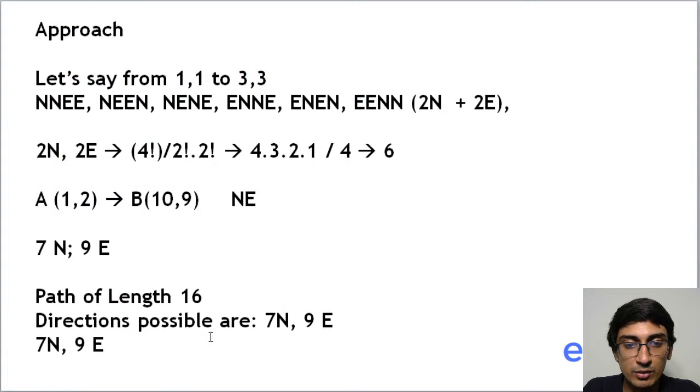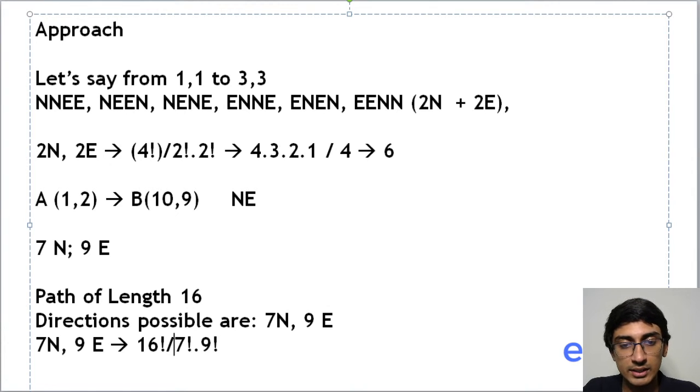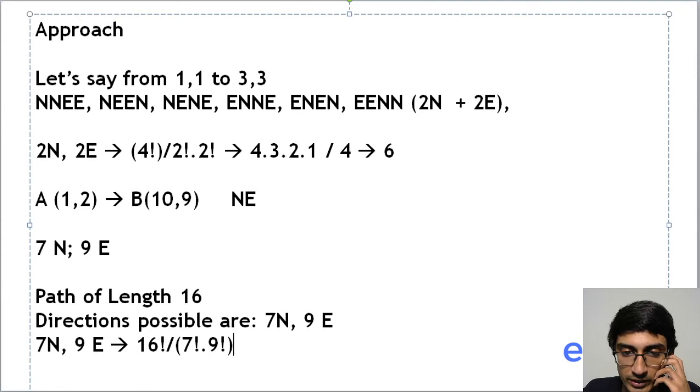Similarly, if you had to calculate for this, you don't need to do any complex backtracking or anything. It's simply 16 factorial divided by 7 factorial into 9 factorial, whatever that is. I am not calculating that now, but that is the number of ways we are going to get.